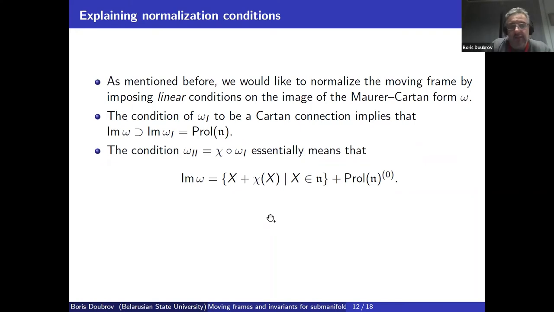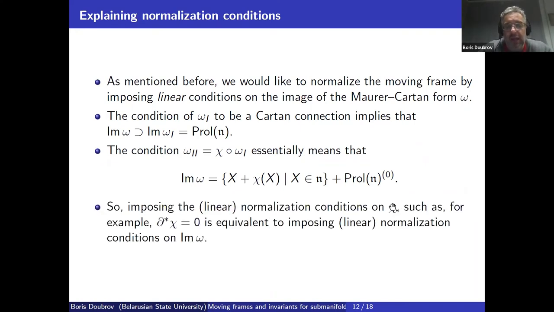And the conditions we impose will be, so we impose conditions on psi, such as, for example, this one, delta star psi equal to zero. And this is kind of equivalent to imposing linear normalization conditions on the image of omega. So this is essentially the key idea of using algebraic guidance to normalize moving frame. So it's like deforming our flat case by keeping elements of non-negative degree, deforming only elements of negative degree, and deforming via psi, which itself satisfies some linear conditions.